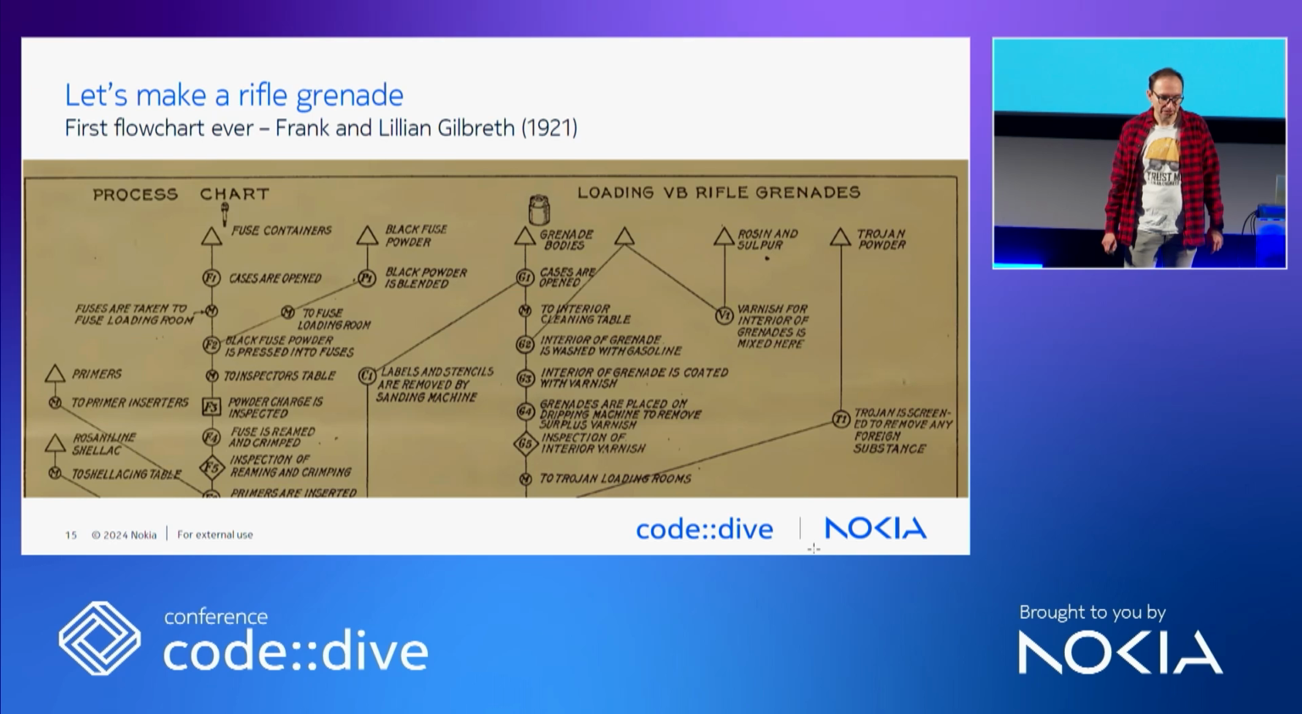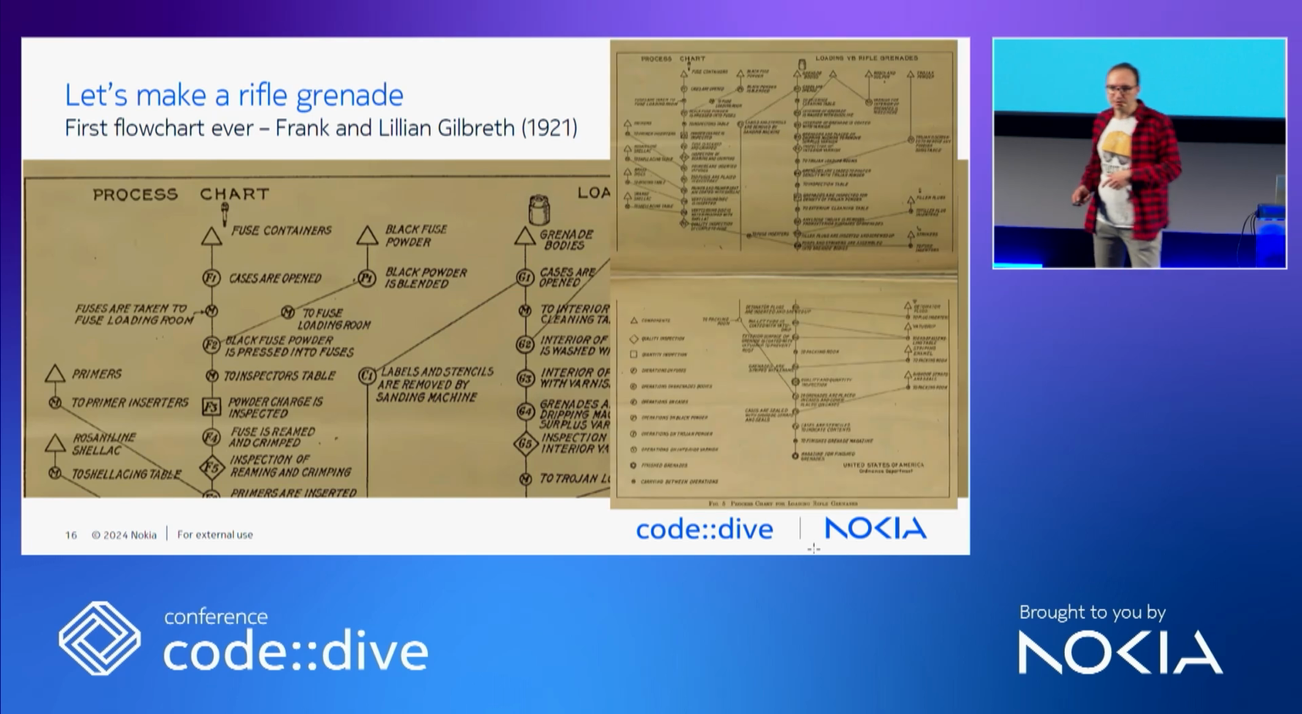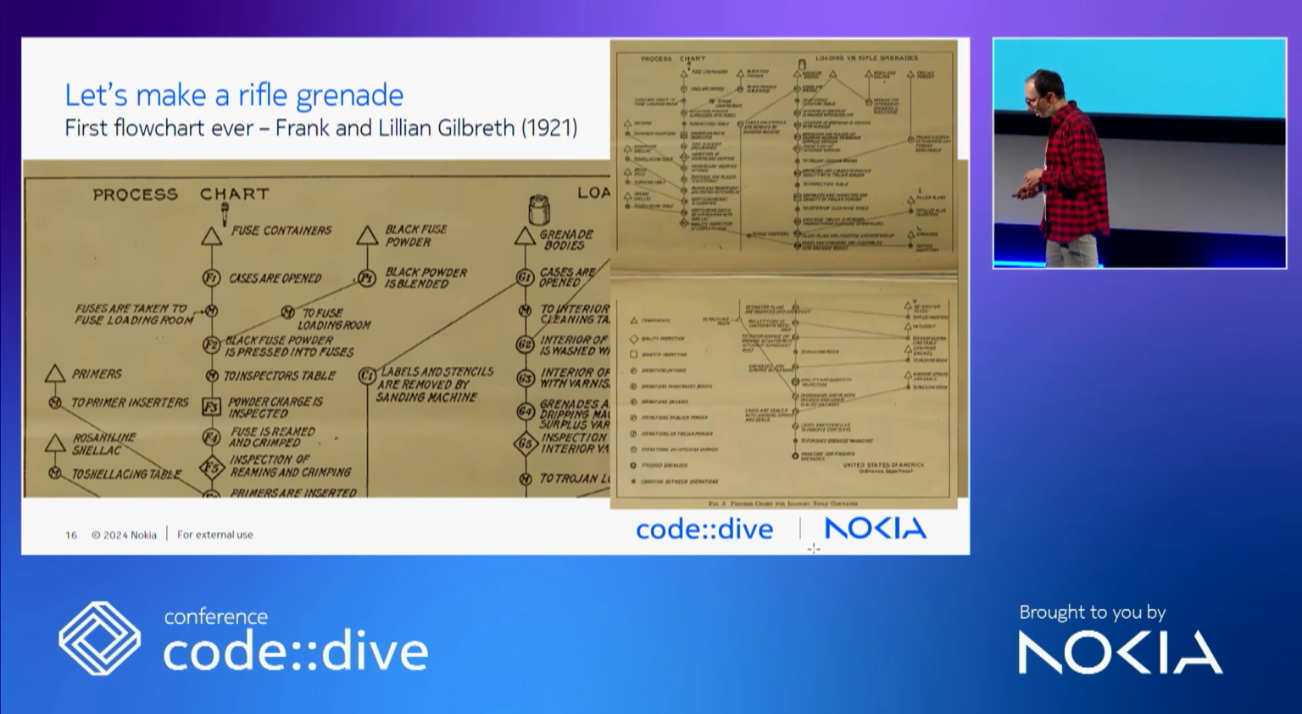They called it a process chart. This was the first flow chart ever. This was a description of a process of making rifle grenades. There's a fragment here, and the whole thing was much longer.